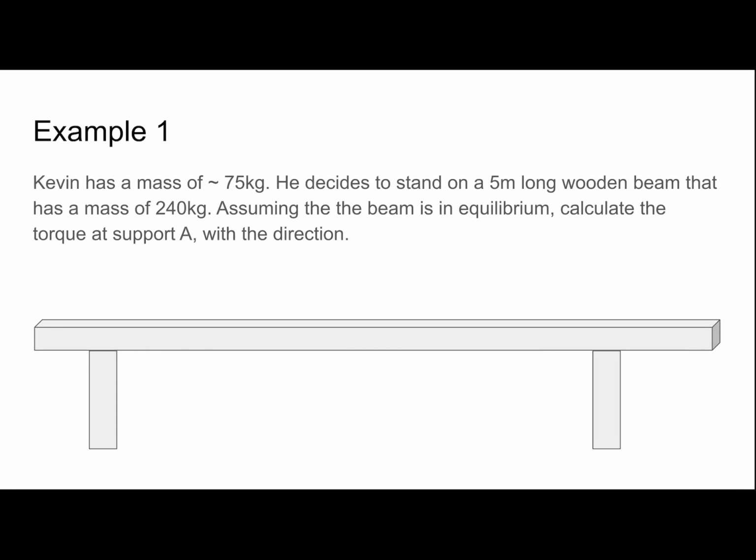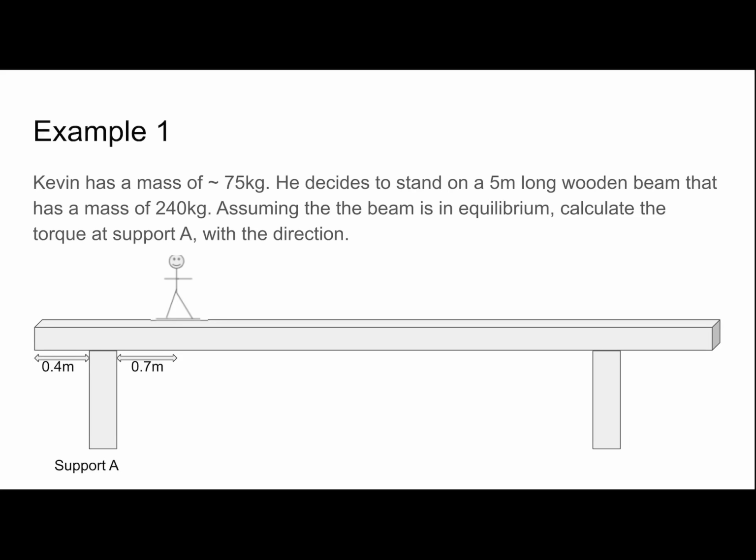Alright, so we have our example here. Kevin has a mass of about 75 kilograms, and we're given some information according to the distance. So we're trying to calculate the torque at the support A with the direction, okay? Once again, we have to identify the torques and the direction. As you can see, we're trying to find this support A, that's the one on the left.